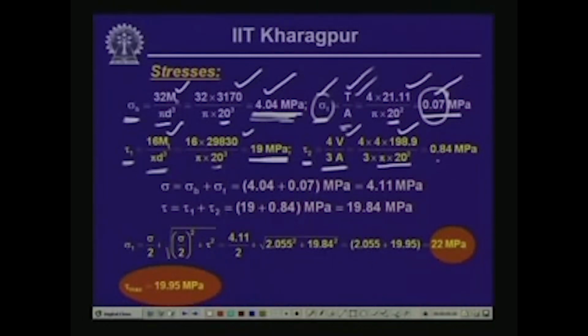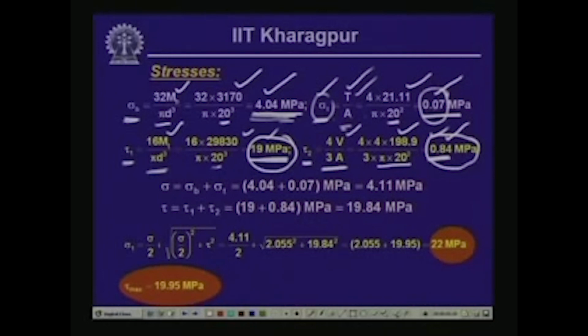So, this gives us a value of 0.84 MPa. Now, if you look into this particular stress that is getting generated because of the transverse shear V, it is very small in comparison to the shear stress which is getting generated because of the twisting moment MT. So, this is almost insignificant in comparison to the shear stress tau 1.